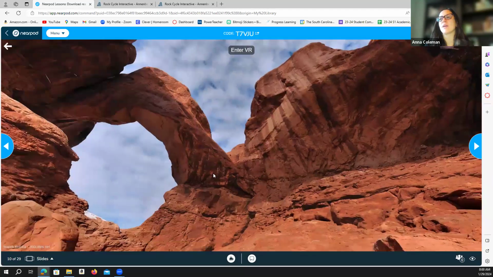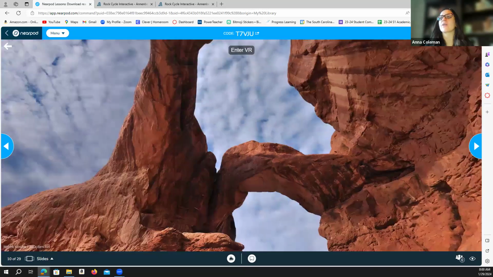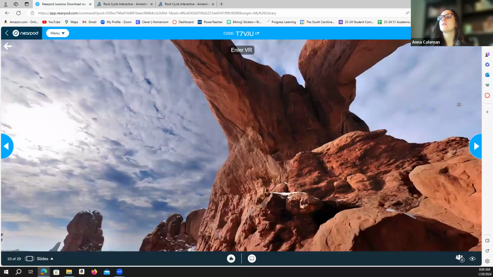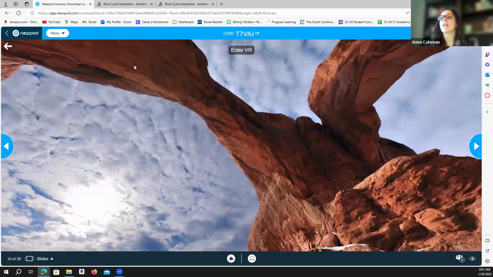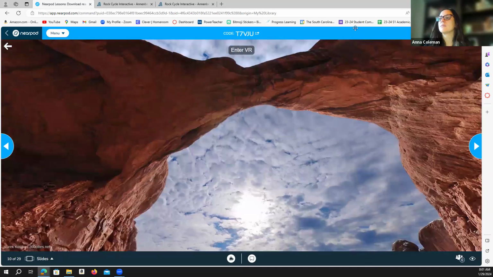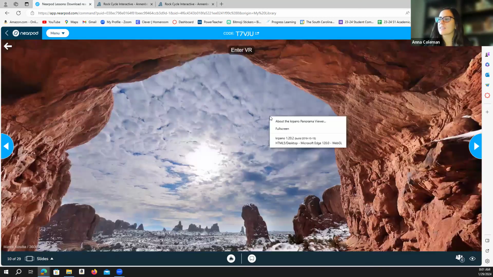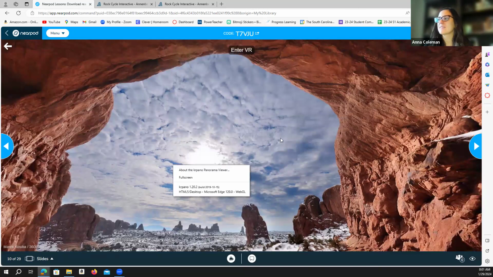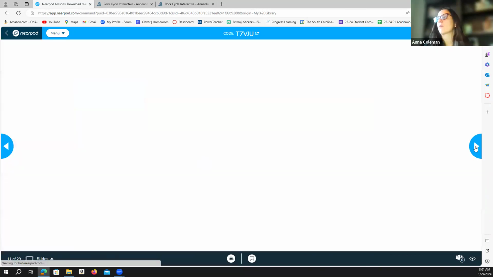Look at that one. There's like a hole right in the middle you can stand under. I think we know why they call this Arches National Park, right? You see all those arches? Look at how beautiful that is. That is amazing. How do you think those formed? Okay, how do you think those formed?